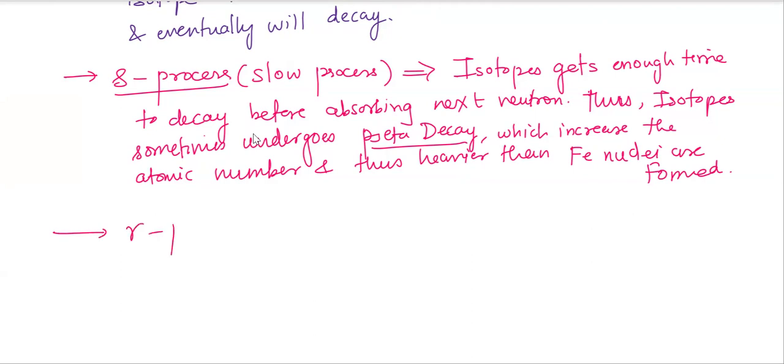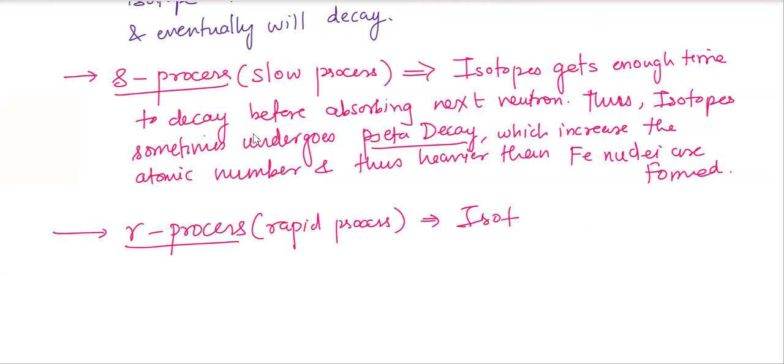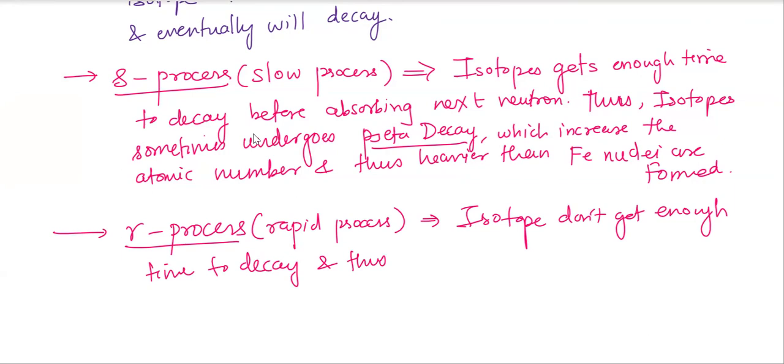There is another process that is called the R process. That is also short for rapid process. In this process, the isotope doesn't get enough time to decay and thus absorbs more and more neutrons.